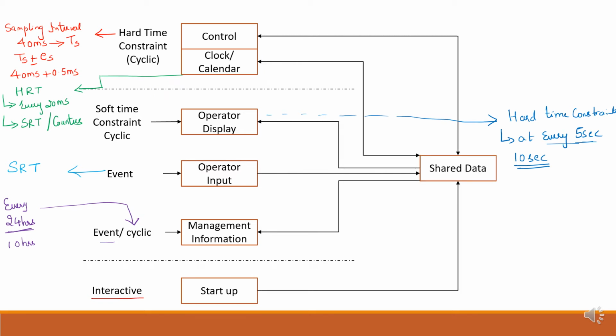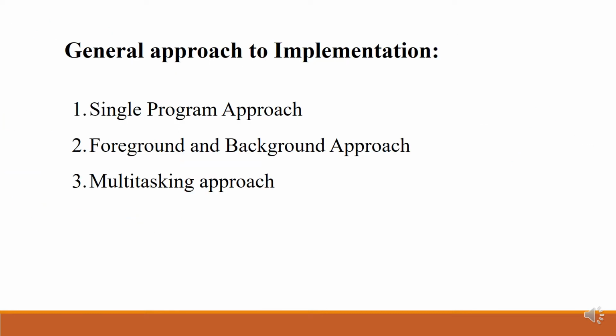Collectively we need to get the performance of the real-time system, so all share the data. This is the basic understanding of basic software modules. Here the clock and control are hard real-time constraint, while operator display, operator input, and management information are soft. Startup is the module which need not be operated in real time, hence we have made it interactive.